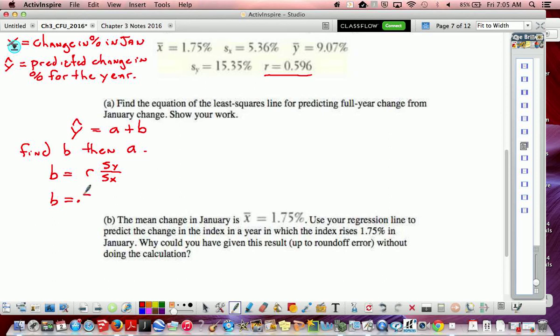So in our case, 0.596 times 15.35 over 36.